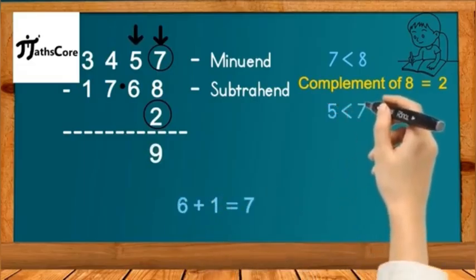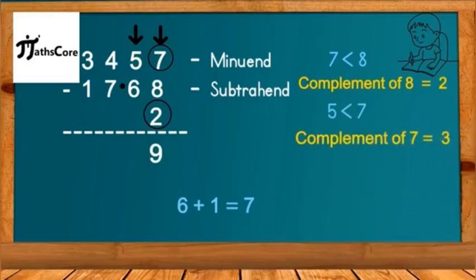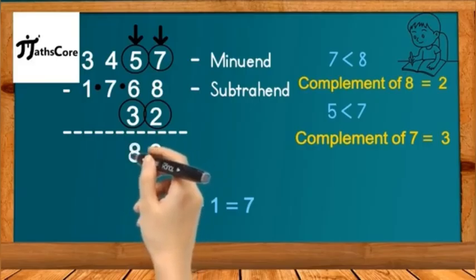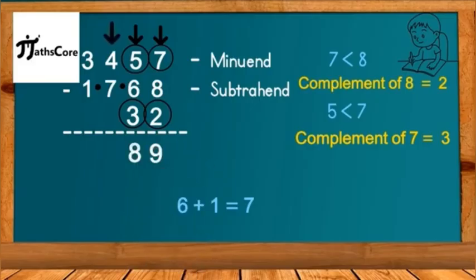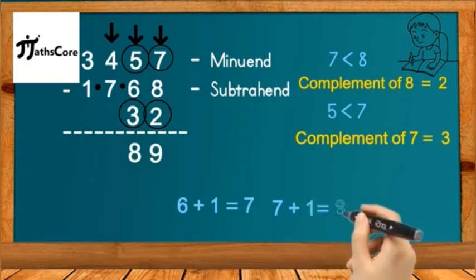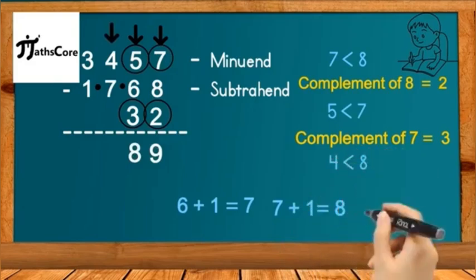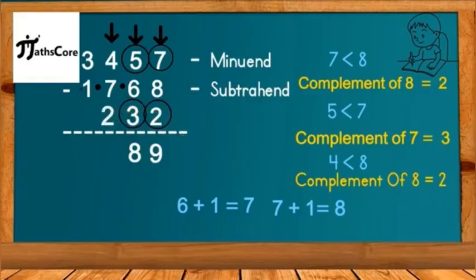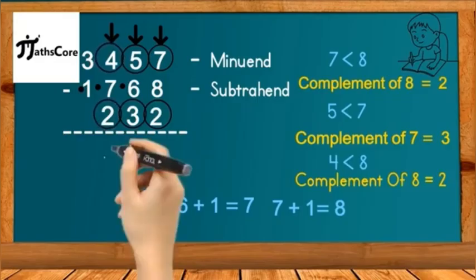So again we need to find the complement of 7, which is 3. So write down 3 below dot 6 and put a dot before the 100 place digit 7 of the subtrahend. Now we need to add this 3 to 5. So 5 plus 3 is 8. Now come to the 100 place. Dot 7 is there. Dot 7 means what? 7 plus 1 is equal to 8. Now 4 is less than 8. So again we need to find the complement of 8, which is 2, and write it below dot 7. And put a dot before the 1000 place of the subtrahend, 1. Now add this 2 to the 100 place digit of the minuend, which is 4. So 4 plus 2 is 6.